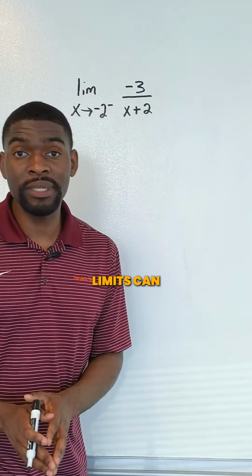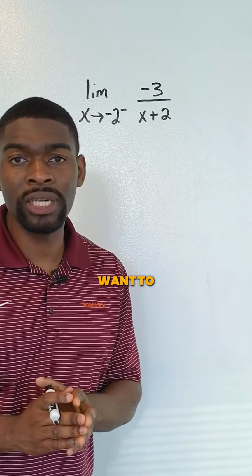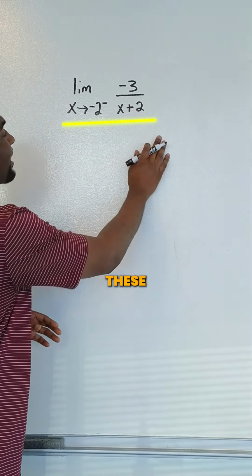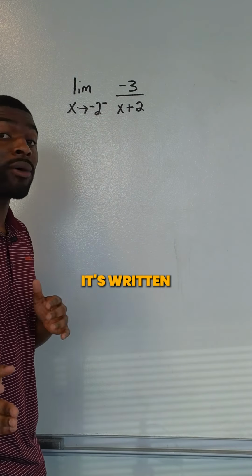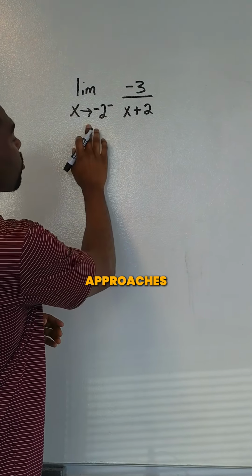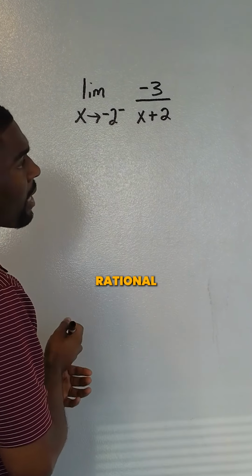Solving indefinite limits can be one of the most challenging topics in AP Calculus, so this is how you want to tackle them. Now, when you first look at these problems, it's important to know that this is going to be an indefinite limit based on how it's written. So we have the limit as x approaches -2 from the left, and then we have this rational function.